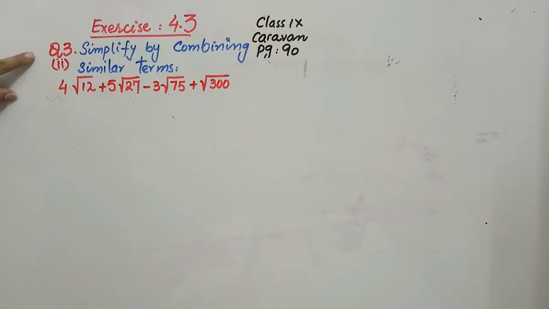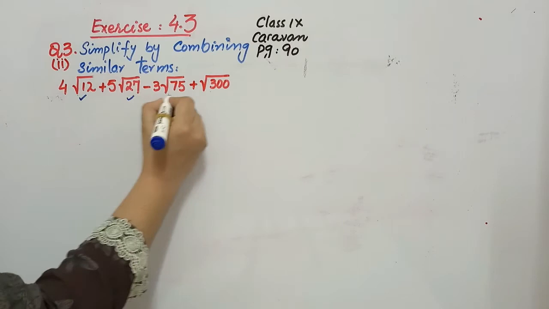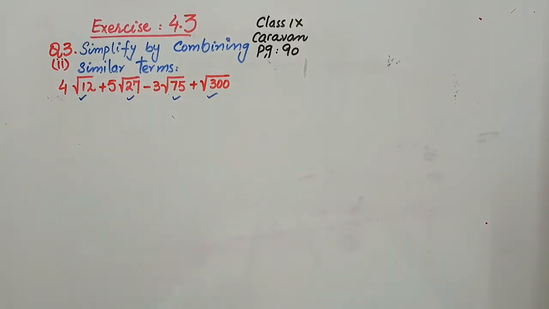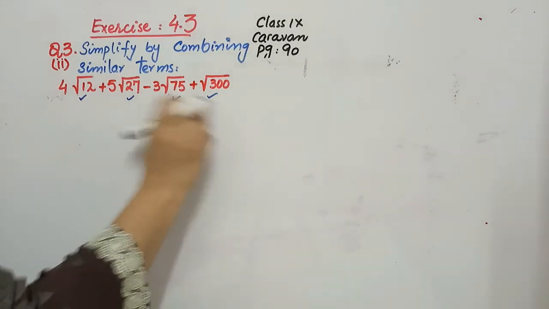It's question number 3, that is, simplify by combining similar terms. Here you can see that there are 4 terms with 4 surds. So first of all, we are going to do prime factorization of each surd.